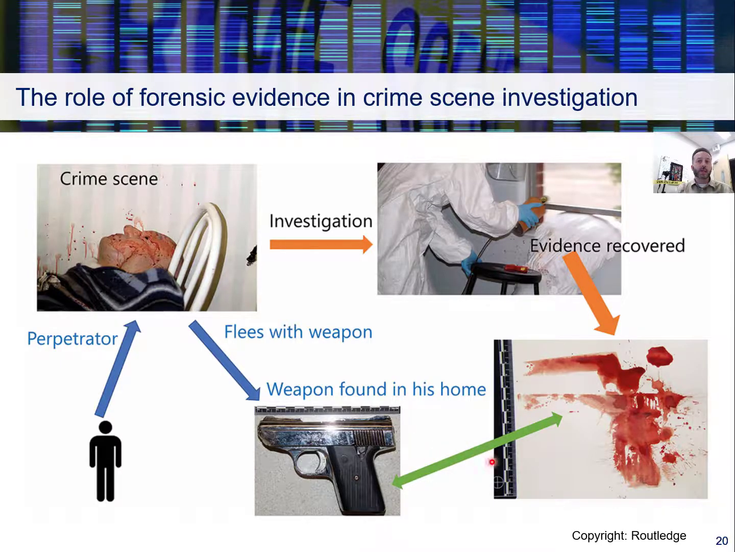Police might go to his house later and find the weapon, which can then be compared to the blood pattern found at the scene. Fingerprints on the gun could link it to the perpetrator, while the bloody pattern links the gun to the crime scene. So the perpetrator is linked to the gun, which is linked to the scene through evidence that arose from contact. And this linkage is made by transfer evidence.